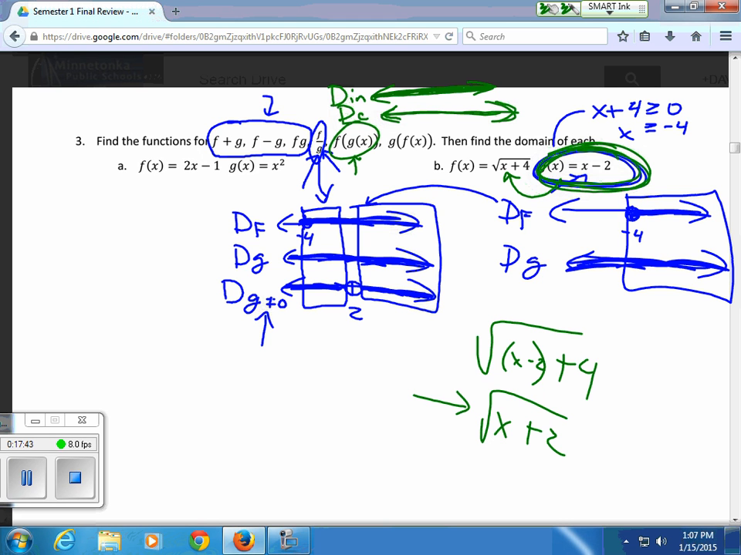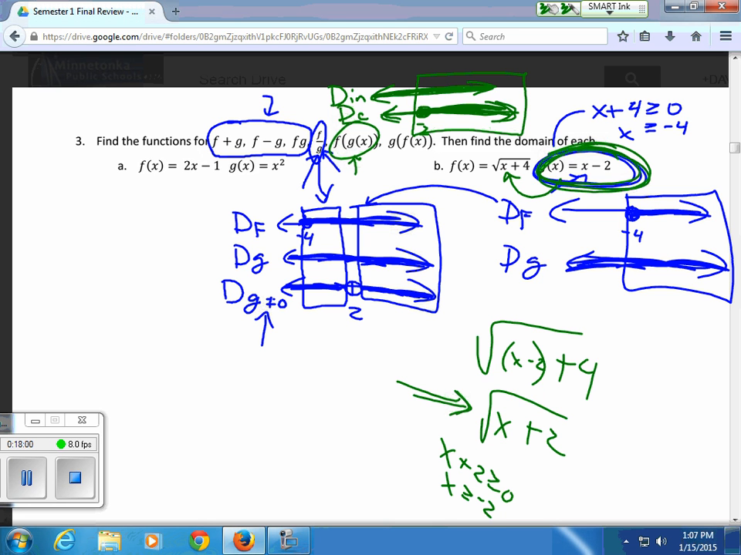And the domain of the composite function, here's the composite function, its domain is x plus 2 has to be greater than or equal to 0. X is greater than or equal to -2. And here's a -2, greater than or equal to that. Where do they overlap? From -2.